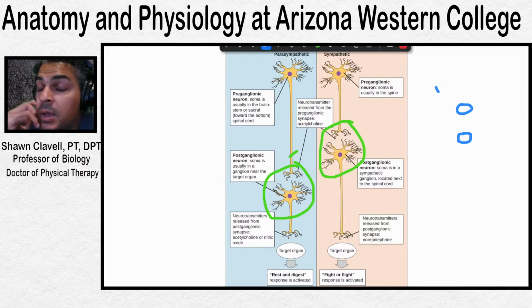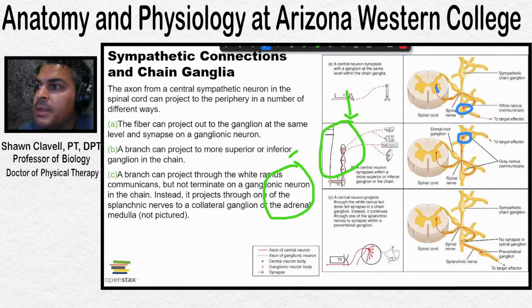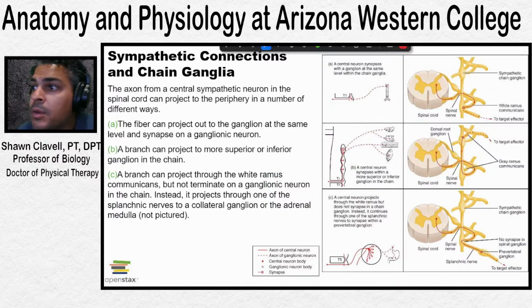So in the sympathetic nervous system, your fight or flight response, right? Your fight or flight response, there's a very short preganglionic neuron and then a long postganglionic neuron. So what you'll see is that the neuron will go all the way to a preganglionic neuron and then maybe then to its target organ.